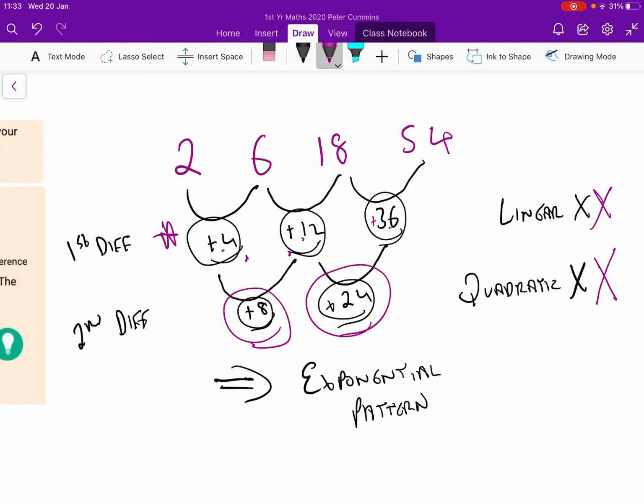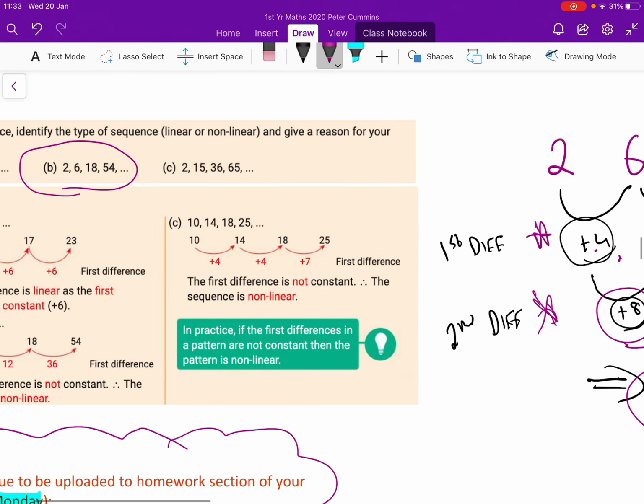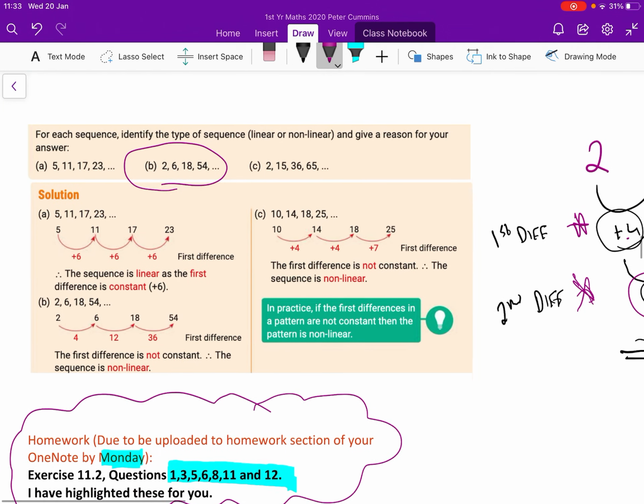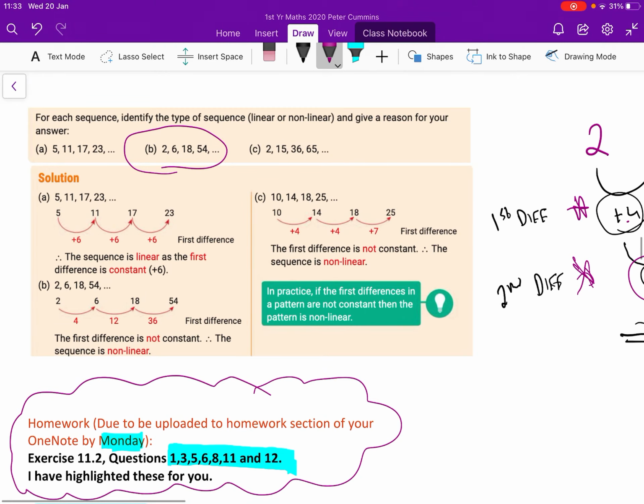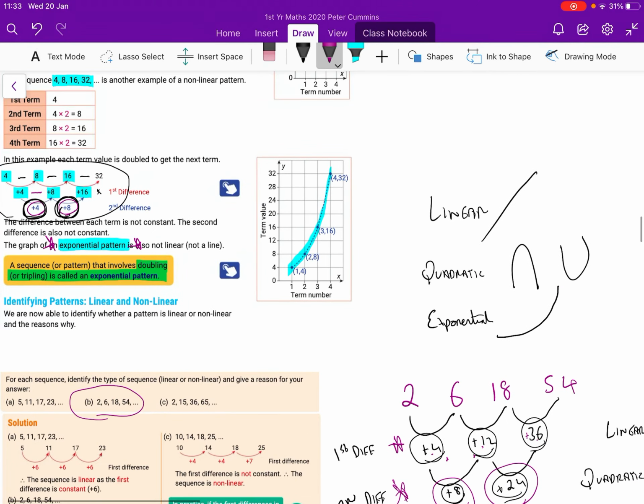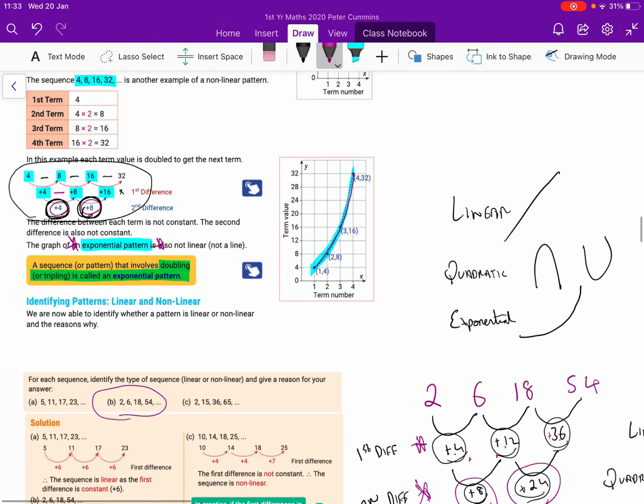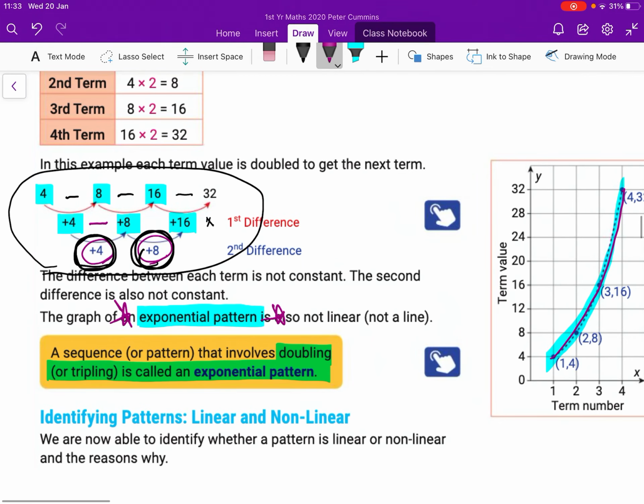And the last one we need to look at in patterns for the moment: if the first difference is not the same and the second difference is not the same, then it's going to be exponential. You might have heard of exponential in COVID. An exponential pattern is like this curvy shape. COVID had exponential growth, meaning it's going up and up and up. We call it an exponential pattern where everything's doubling.